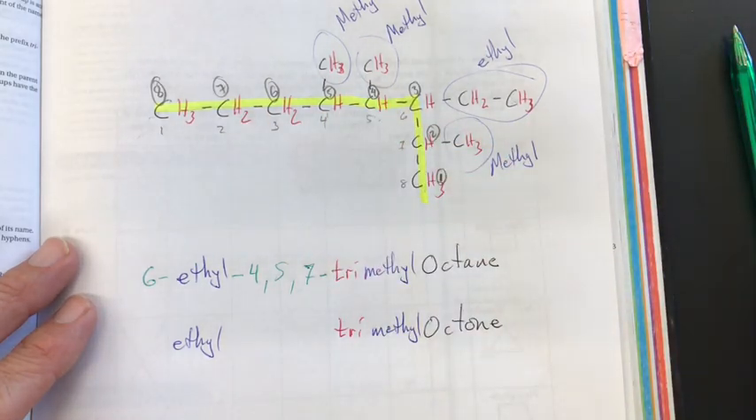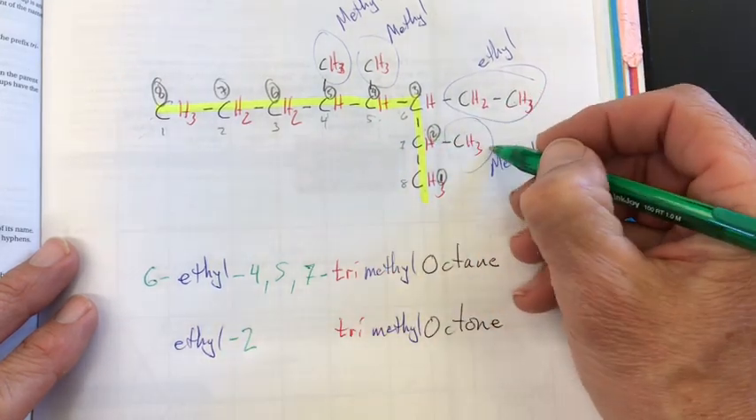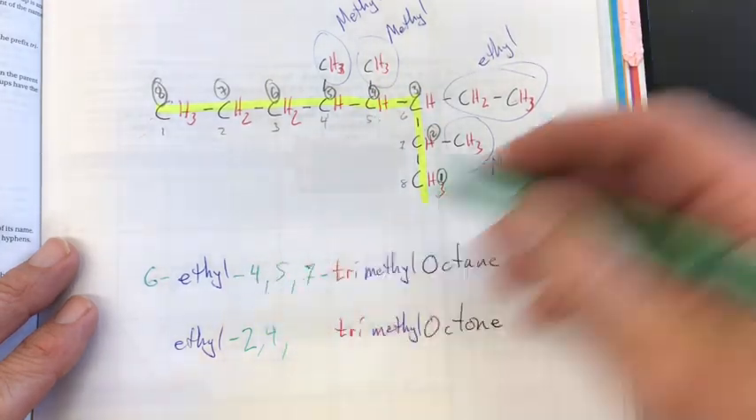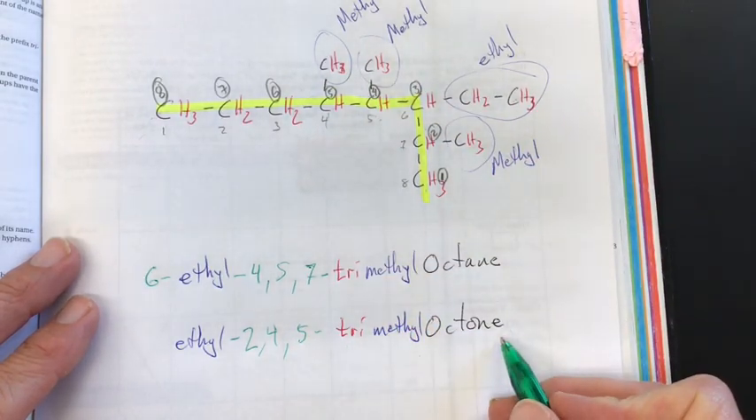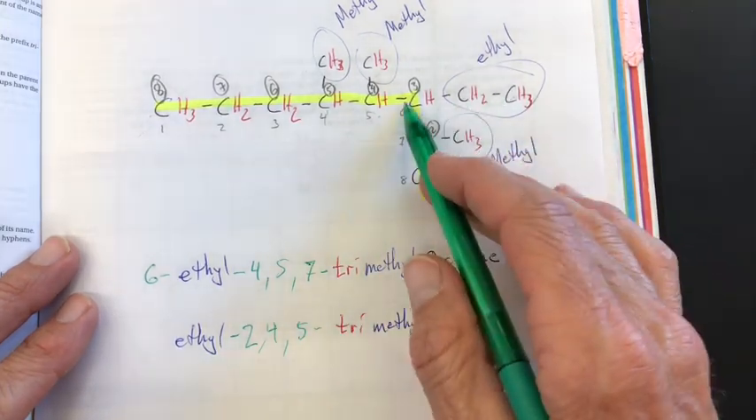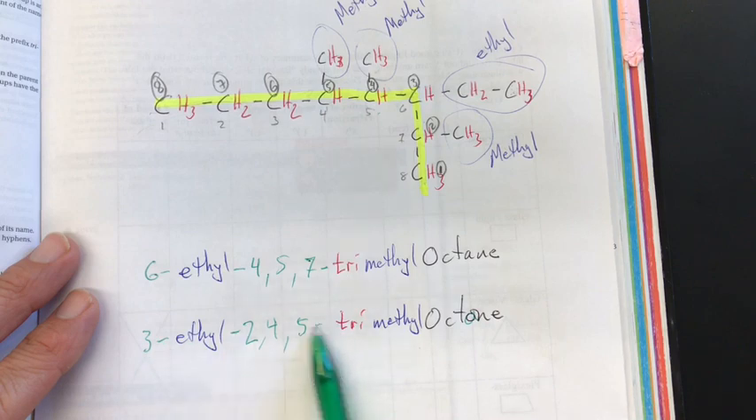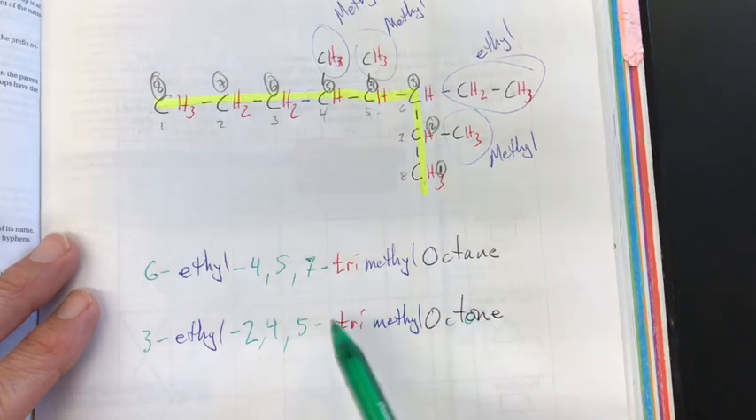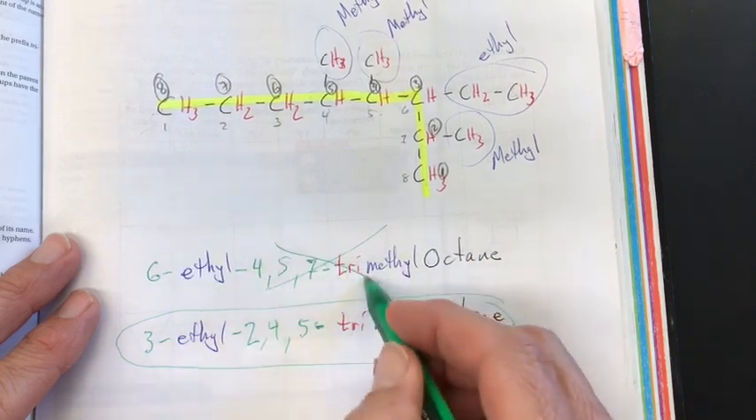So let's see what our name comes out if we name it the other way. So we would go this way. We'd have 2 methyl. We would have 4. Well, look, there's 4 in both. 4 methyl and 5 trimethyloctane. And the ethyl would come out to be a 3. So which of these two names gives a lower set of numbers? The 3-ethyl 2,4,5 or the 6,4,5,7? Clearly, this one gives us the lower numbers, and we will reject this one.